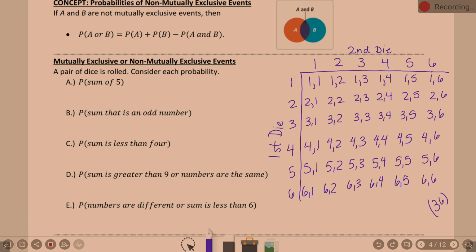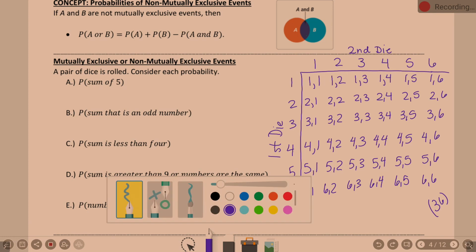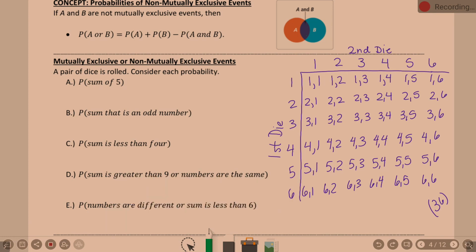Now, some of you are going to say, I don't need that chart. I can figure it all out. I just think this organizes us. I think it makes it a little bit easier. I will say this is a common probability question, to have it be about rolling a pair of dice. So with that in mind, I want the chart to help us figure out what we're doing. Okay, hopefully you have the chart or you're getting it.